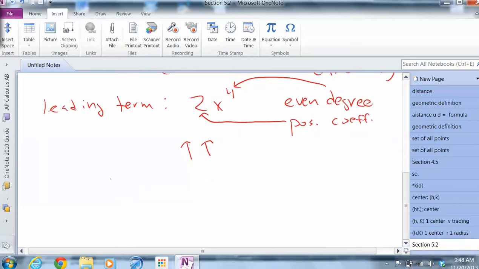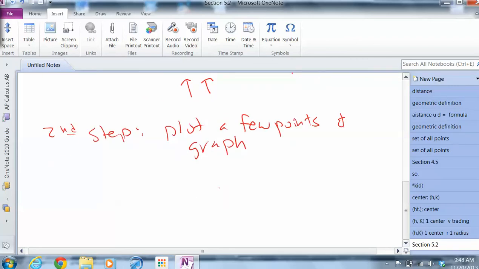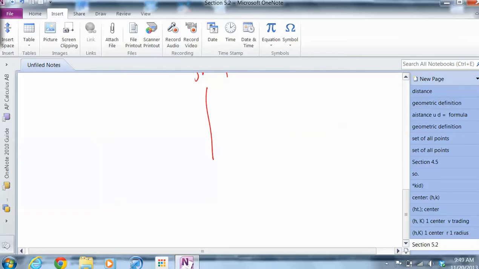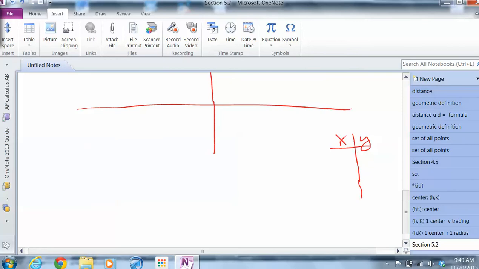So our second step will be to plot a few points and graph. So now we expect both arrows to be pointing up, and it probably would help to make a quick table. And I suggest maybe 3 or 4 x values might be good, like 0, we'll try 1, we'll try -1. Maybe we'll try 2 to see how that looks.